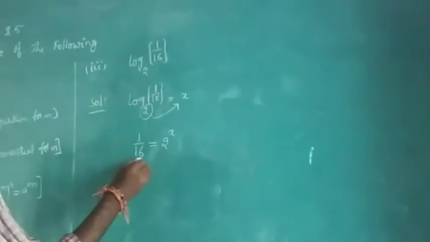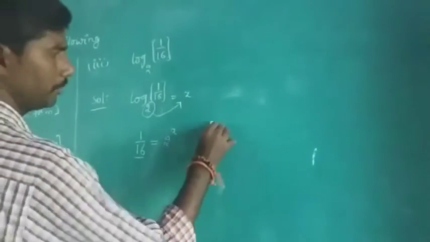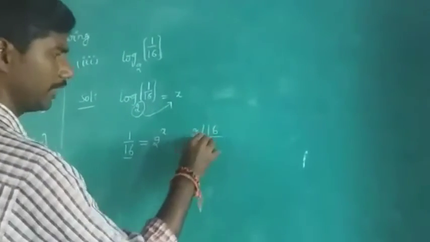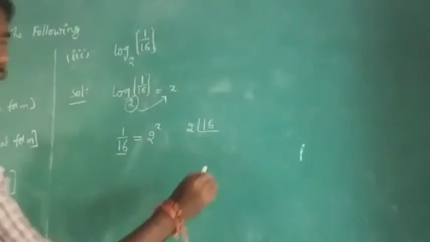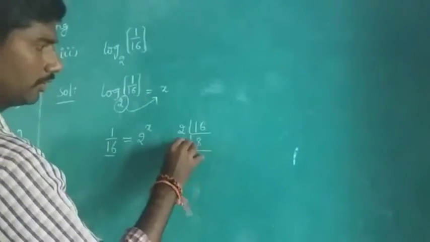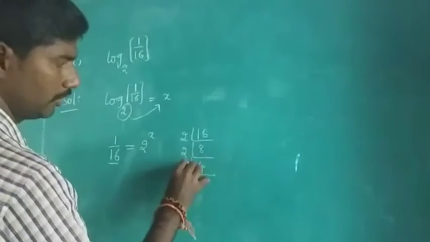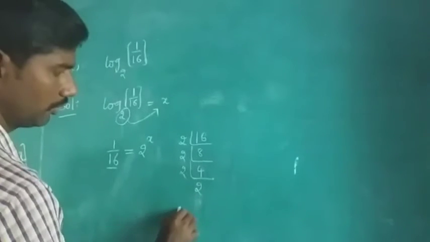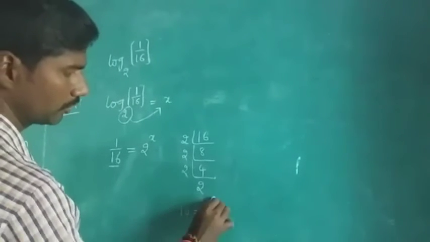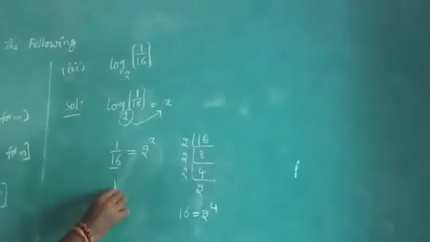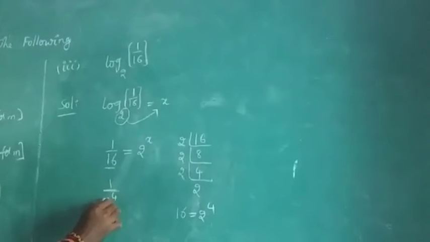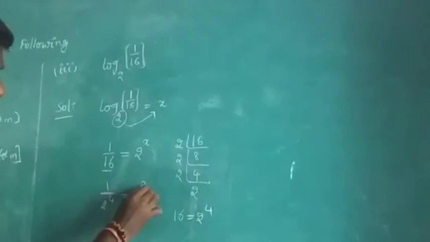Then this 16 you can write by the prime factorization method. I am taking only two tables. 2 8s are 16, 2 4s are 8, 2 2s are 4. So 16 you can write as 2 to the power of 4. Therefore 1 by 2 to the power of 4 is equal to 2 to the power of x.